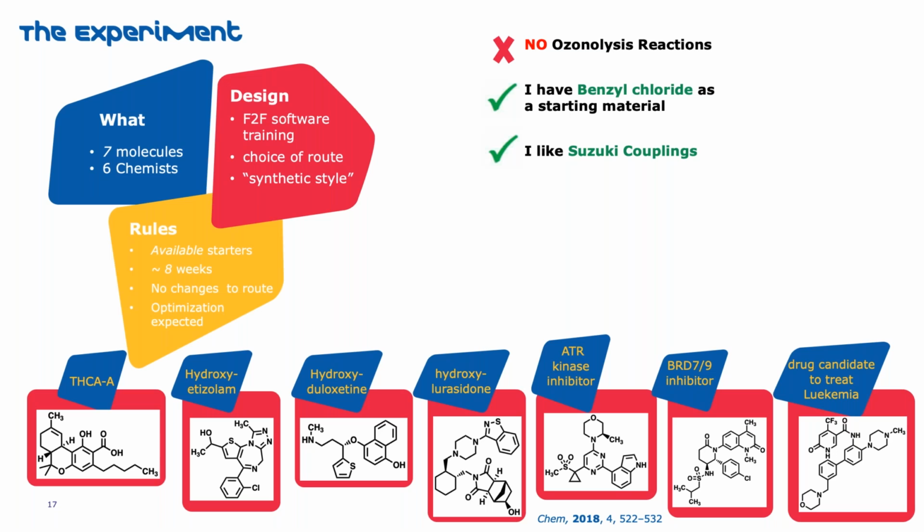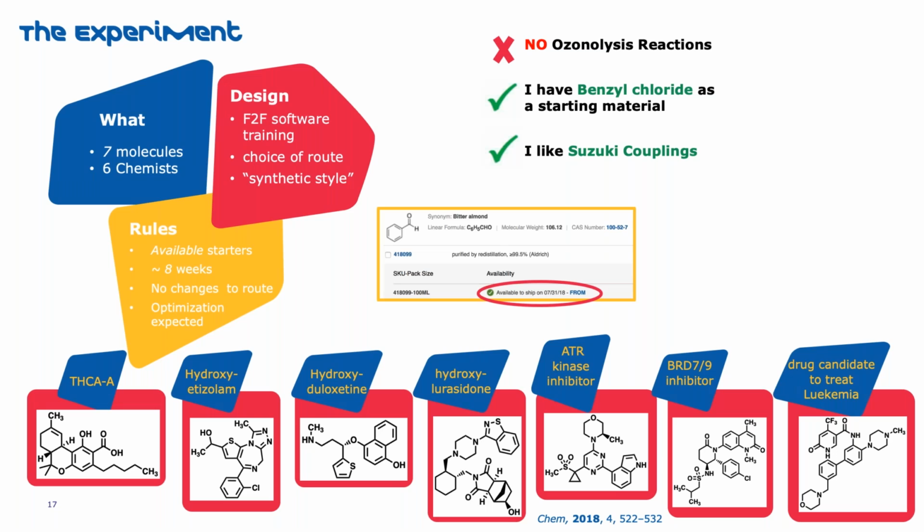Since this was an experiment, we did have some rules associated with it. So any of the routes had to go back to commercially available starting materials that either already were in the lab or that were available to ship that week, because once they got back to the US, they just had 8 weeks to execute on the routes. So kind of trying to mimic a project timeline there. And then the other major rule was that no substantive changes were allowed to the routes. So they really had to do the steps as proposed by Synthia, those steps in that order.